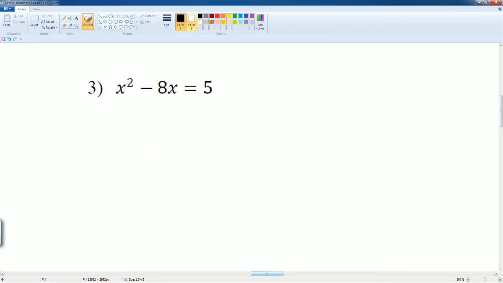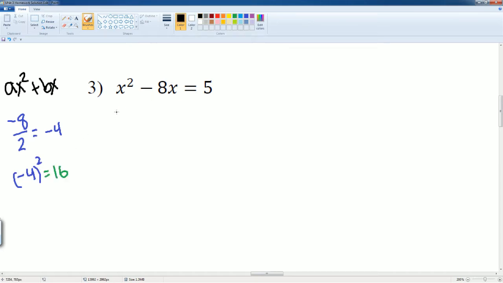Alright, please understand that when you complete the square, it has to be in that format of ax squared plus bx. This is already in that format, so we can now just complete the square. So we want to grab that b, which is negative 8, divide that by 2, which is cutting it in half, becomes negative 4. Negative 4 is now going to be squared. This gets us our value of 16.